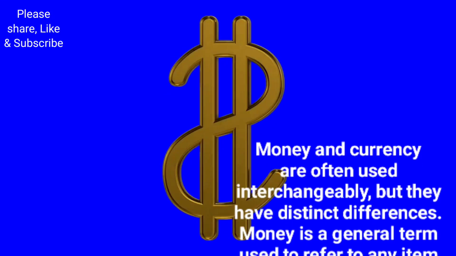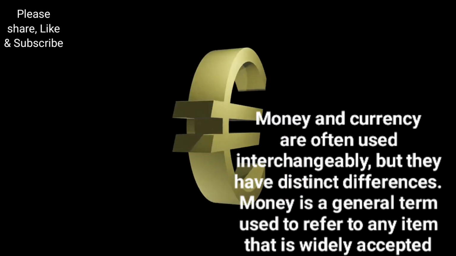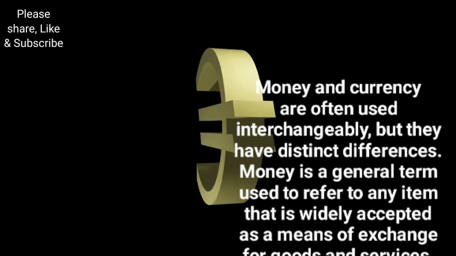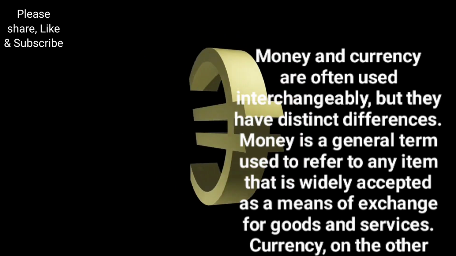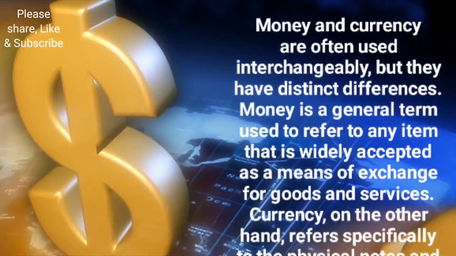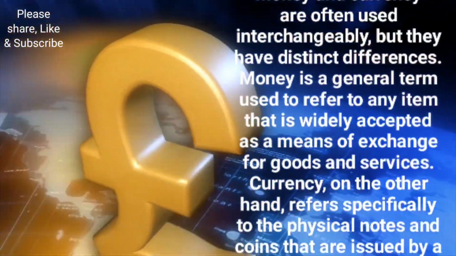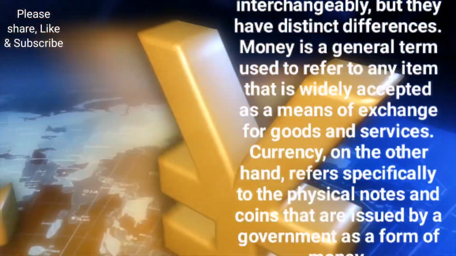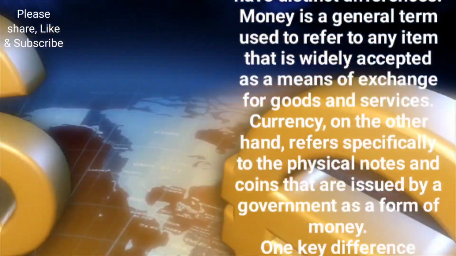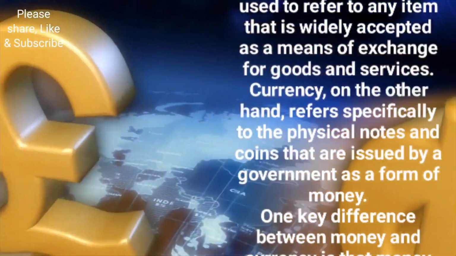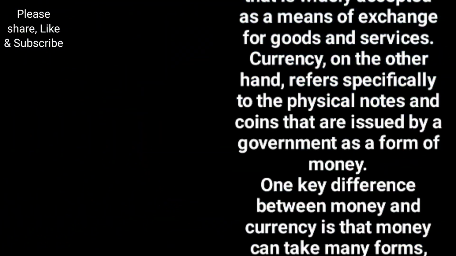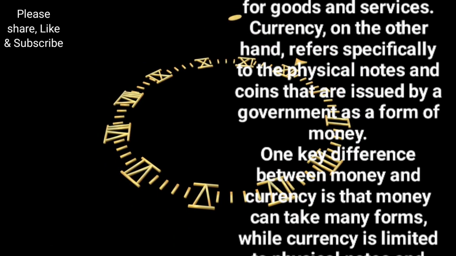Money and currency are often used interchangeably, but they have distinct differences. Money is a general term used to refer to any item that is widely accepted as a means of exchange for goods and services. Currency, on the other hand, refers specifically to the physical notes and coins that are issued by a government as a form of money.